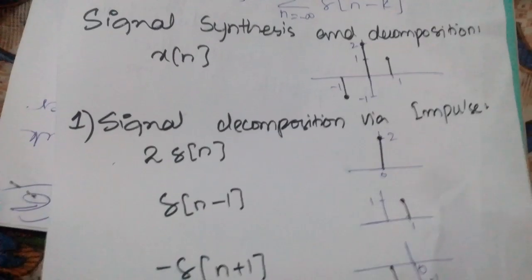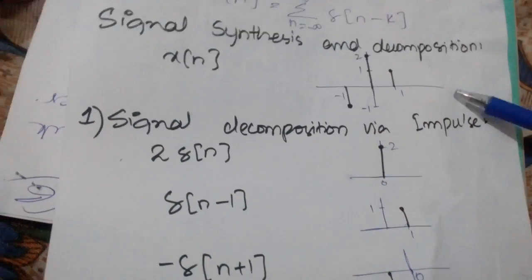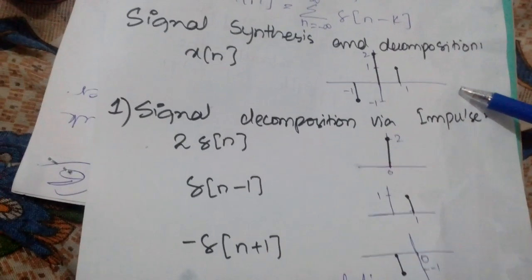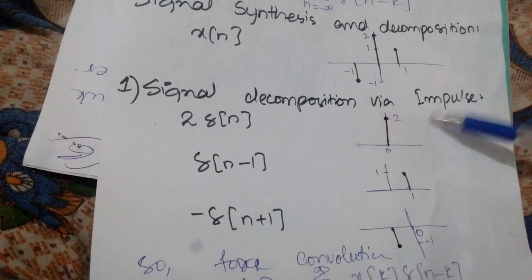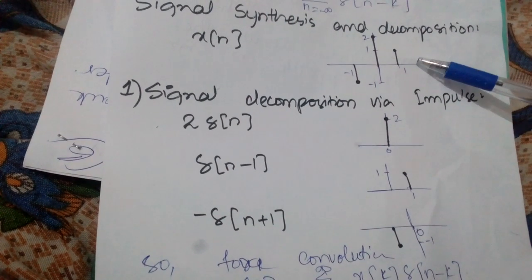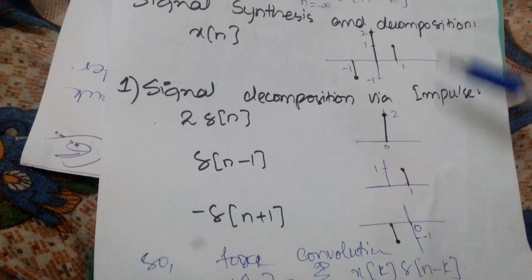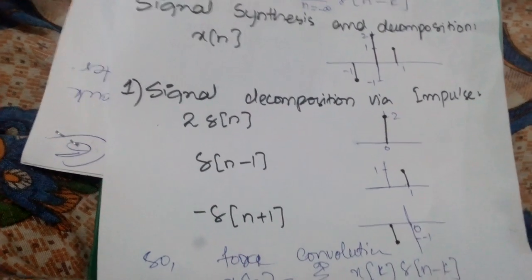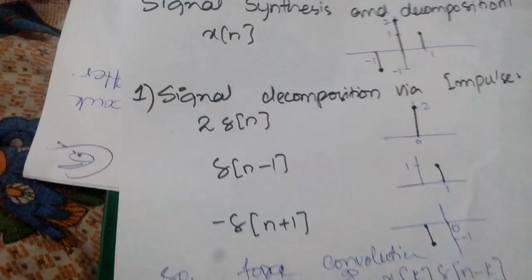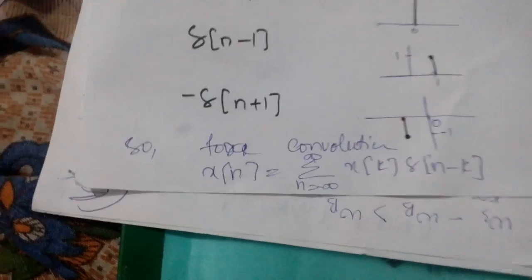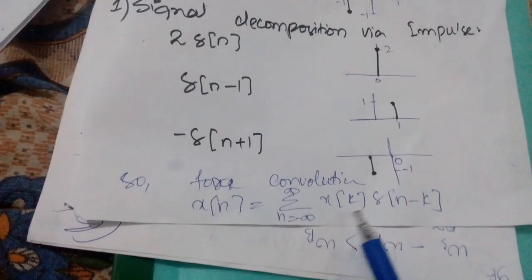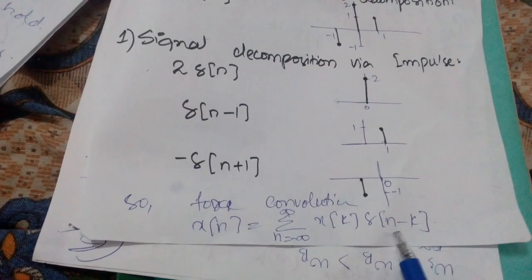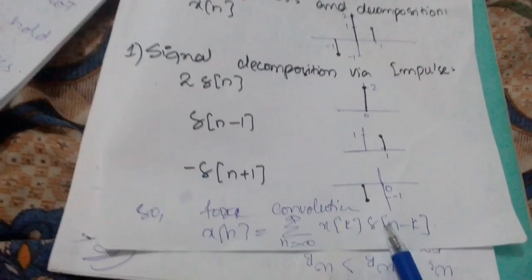Now we will study signal synthesis and decomposition. Here is the signal, and we are decomposing the signal with impulse. Like this was the signal. This has 3 samples, and we have drawn it separately. So for convolution, this is the formula. This is the original signal, and this is the impulse response of it, and we are convolving it.